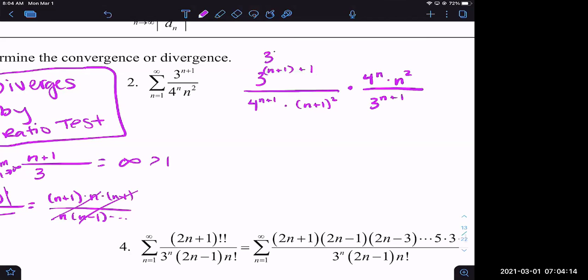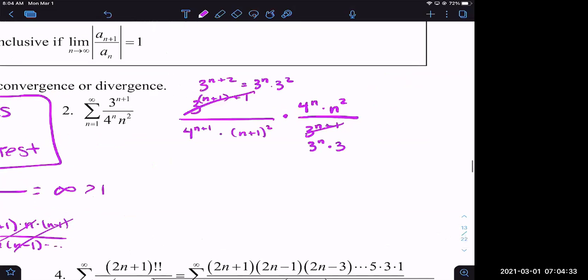So this is 3 to the n plus 2. But if I do that same rule that I did on the other one, I could rewrite that as 3 to the n times 3 squared. This 3 to the n plus 1 on the bottom is really 3 to the n times 3. Okay, so this 3 to the n and this 3 to the n cancel each other out. I also could cancel out a 3. So when I'm thinking about what this simplifies to, I know that there's a 3 on top.